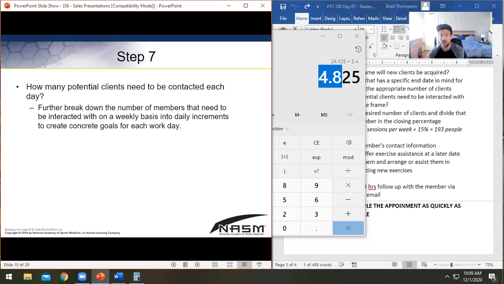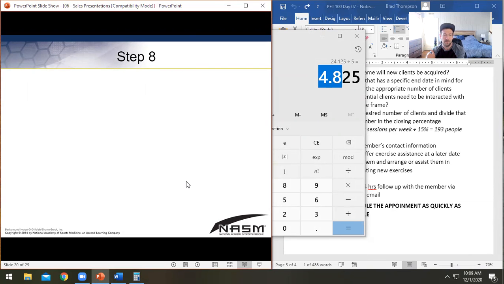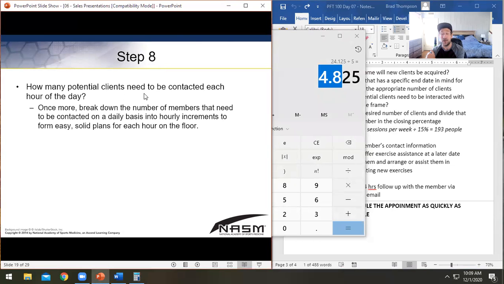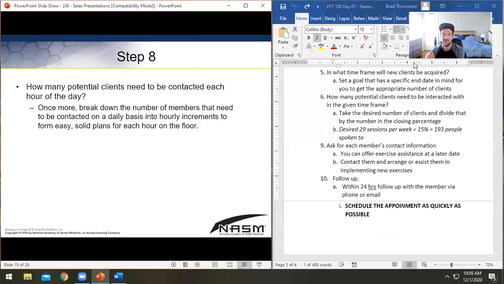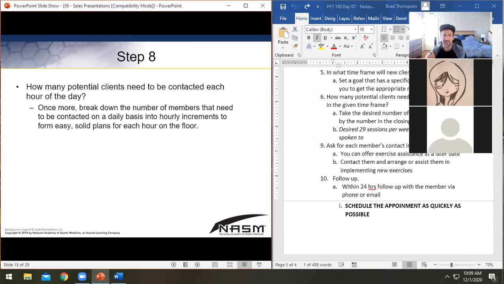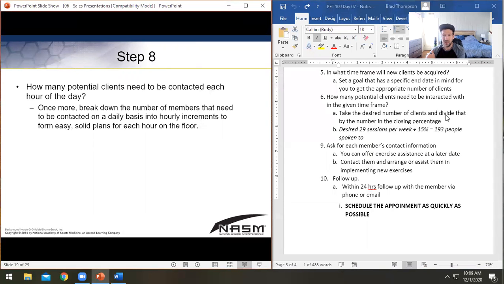You should build up your client base enough. That's why a 15% closing rate is actually really, really good. And then look at this. This is how many people need to be contacted each hour. This is where I was like, no, it's too specific. 5 people per day. Let's say you're working a 5-hour shift, right? 5 divided by 5, you need to talk to 1 person an hour. Not too bad, right? Working the floor, 1 person an hour, that's pretty manageable for anybody.